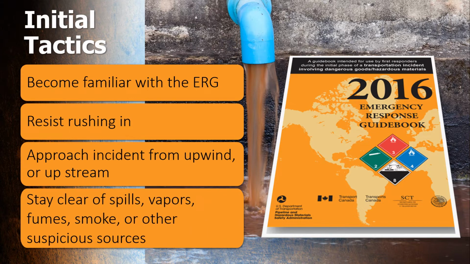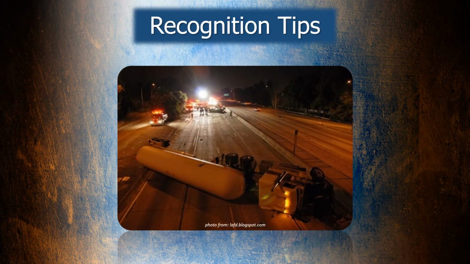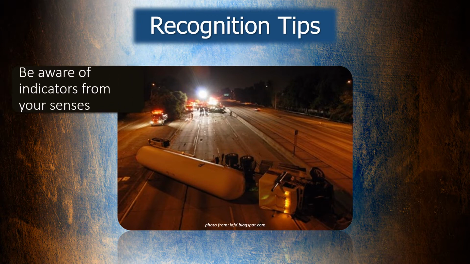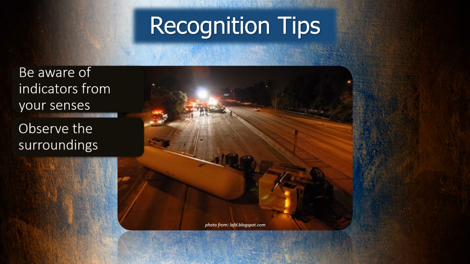Approach the incident from upwind, uphill, or upstream, and stay clear of all spills, vapors, fumes, smoke, and potential hazards. It is important that we observe and identify as many clues as possible to the existence of a hazardous material incident. The first responder must also be aware of the totality of the circumstances that created the situation. Be aware of the indicators from your senses of hearing, sight, smell, taste, and touch. These indicators may provide clues, but also indicate a situation that could immediately be dangerous.